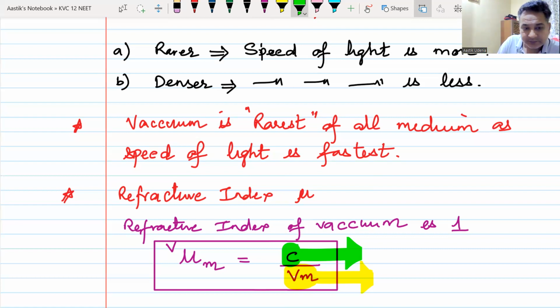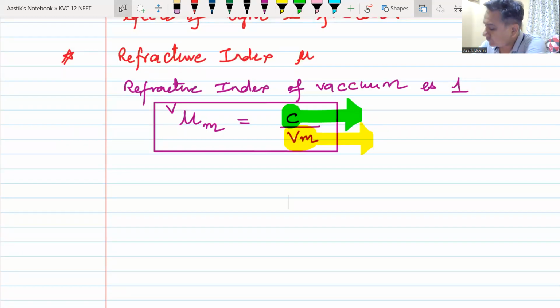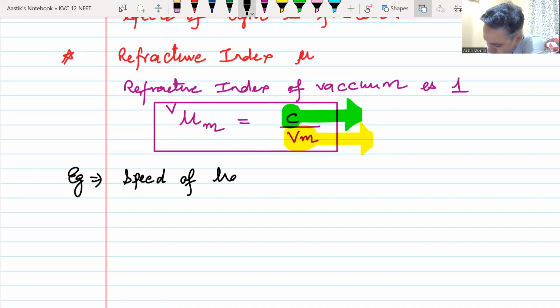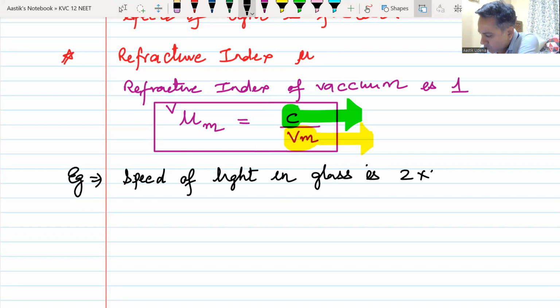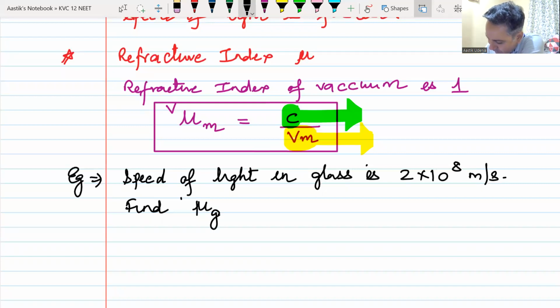For example, speed of light in glass is 2 into 10 raised to the power 8 meter per second. Find mu of glass with respect to vacuum.